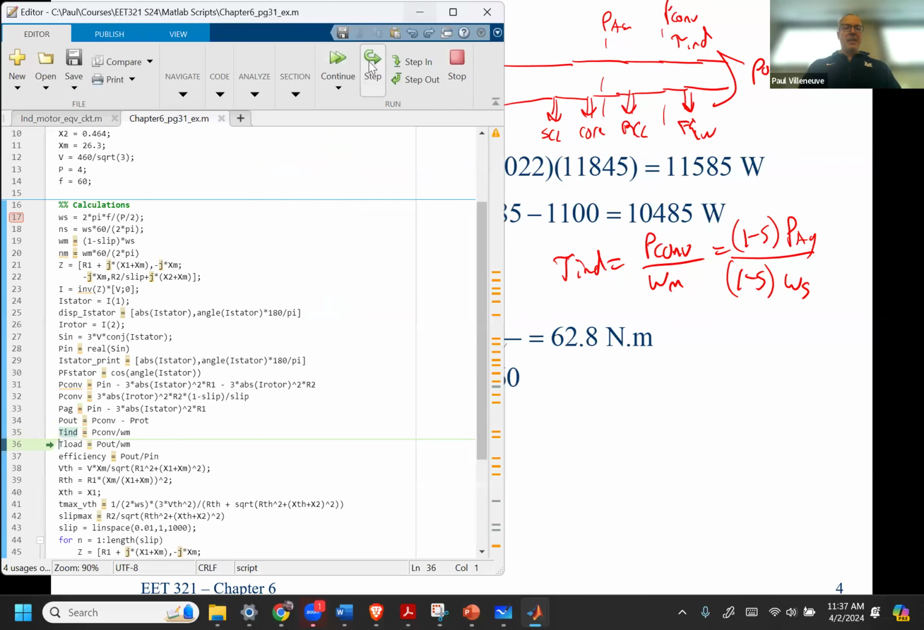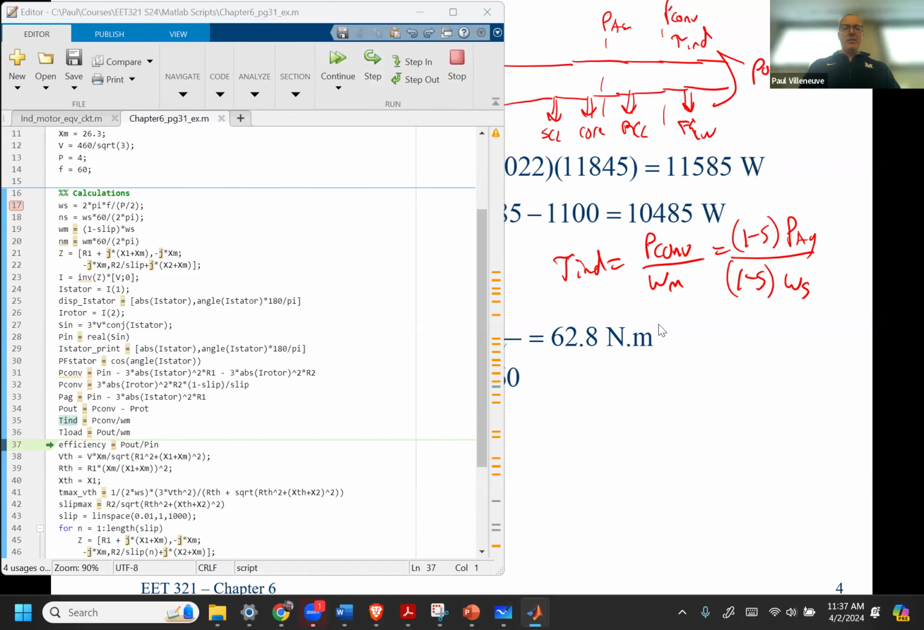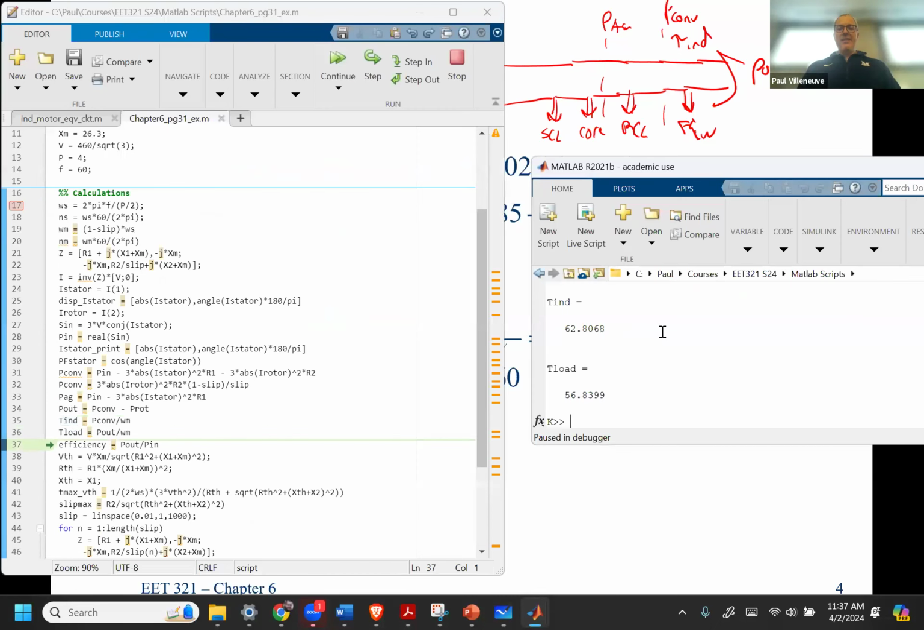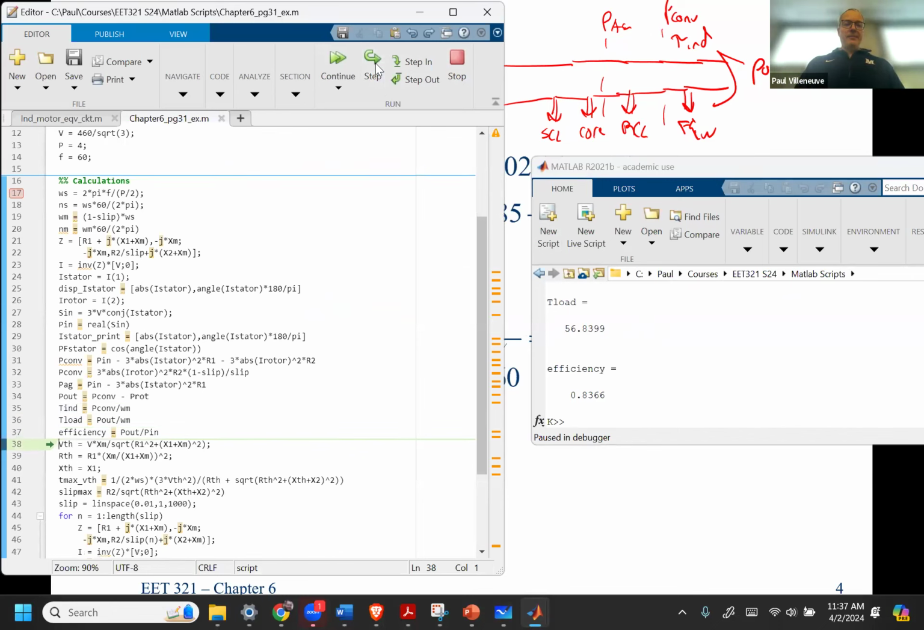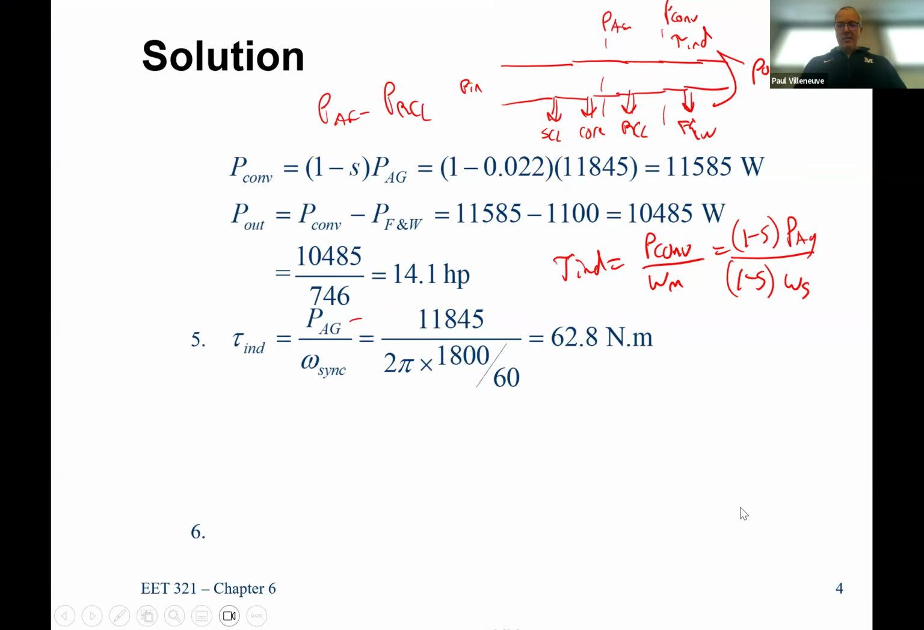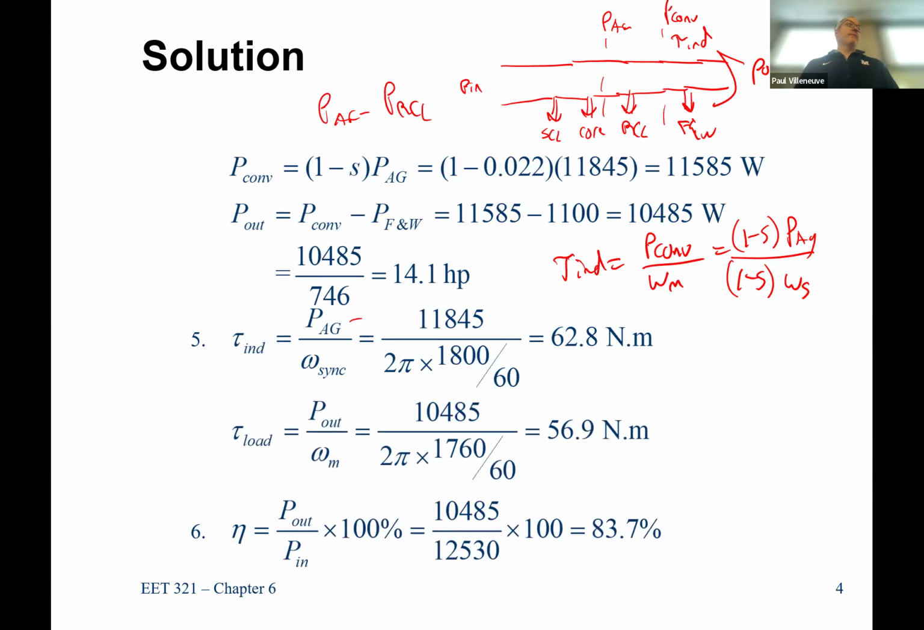Continuing, now I'm going to have my induced torque and my load torque. So let's bring those up. And I've got 62.8 and 56.8, which I think are almost exactly that. Now I'm going to calculate efficiency. And my efficiency is 83.7%, which is basically the same. So you can do either approach. It's up to you, whatever you feel more comfortable.